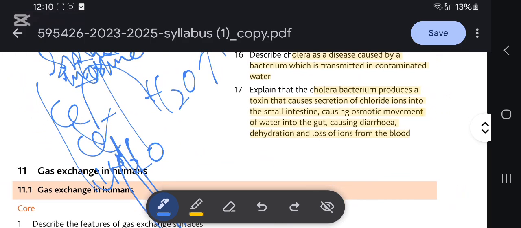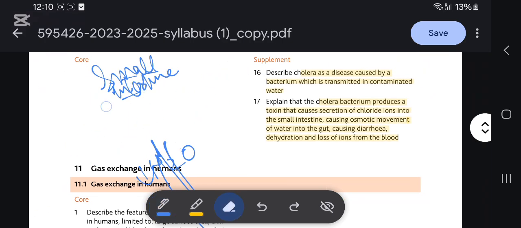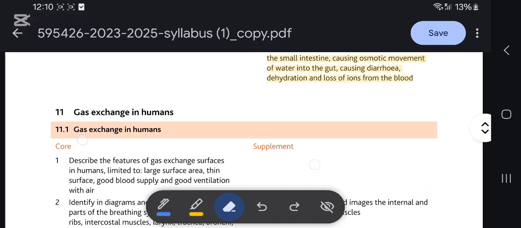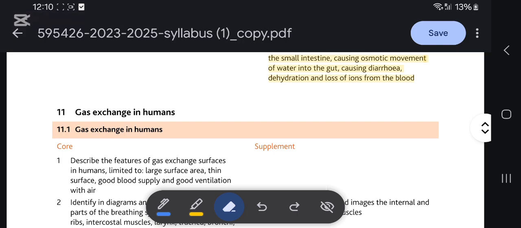It will cause diarrhea, dehydration, and loss of ions from the blood. You need oral rehydration therapy for this, and if you don't get it as soon as possible, it can even lead to death. So that's all about diseases and immunity.